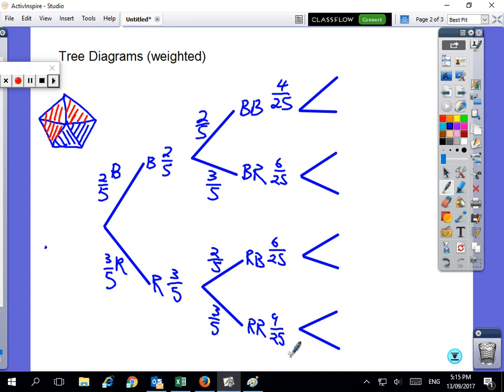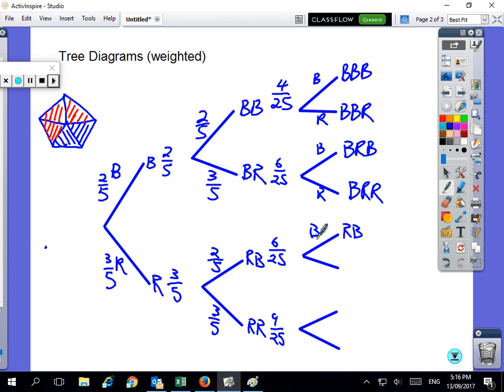And lastly, if we spun it 3 times, we'd get blue, blue, blue, blue, blue, red. We'd get blue, red, blue, blue, red, blue, and then blue, red, red. Some of you have noticed this time I'm going blue is always up, red is always down, blue is always up, red is always down. So in this case, if I've got red, blue, blue is always up, so I go red, blue, blue, and then red, blue, red.